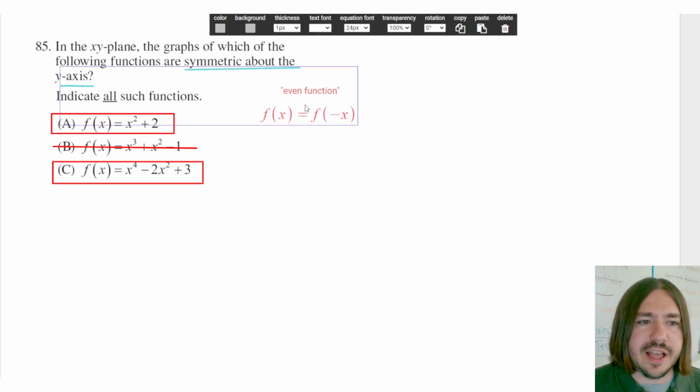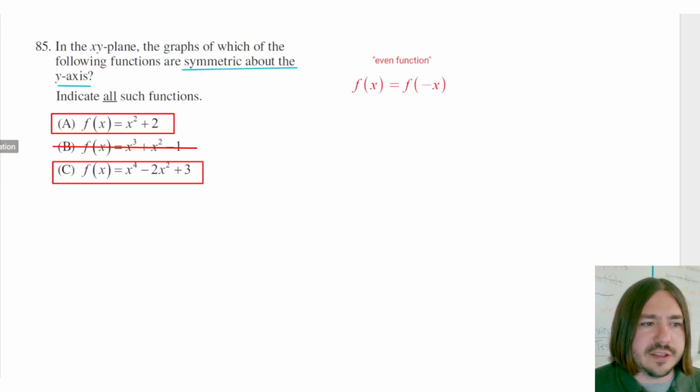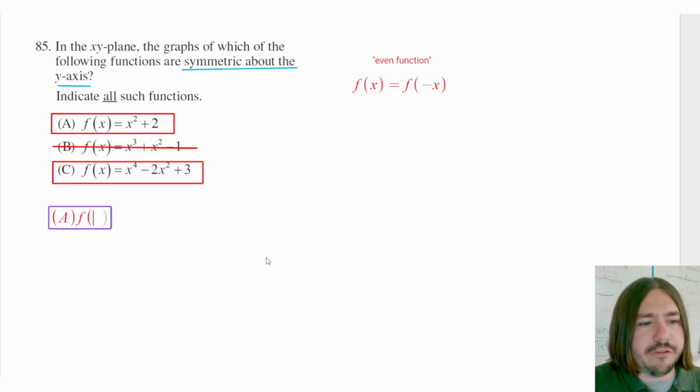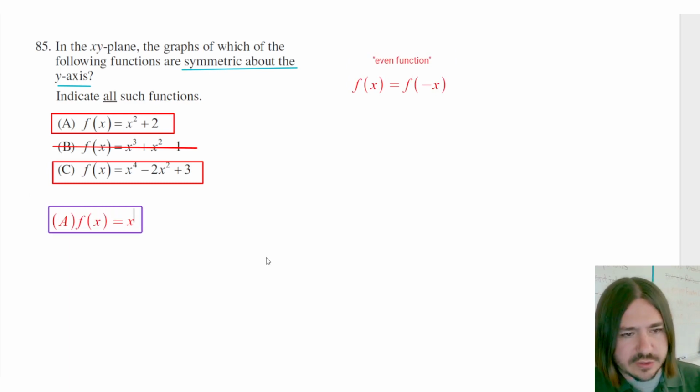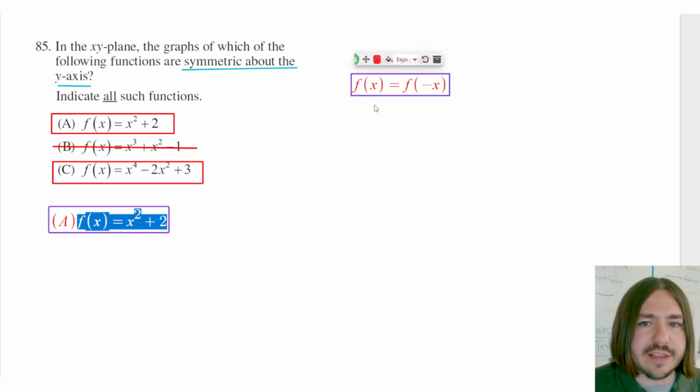But yeah, let's actually test each of these functions to see that they are in fact even. So if I'm going to do A here, I've got f of x equals x squared plus 2. And so what I'm interested in is to see, does f of x actually equal f of negative x?